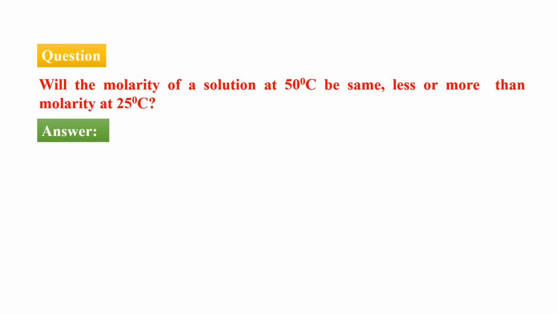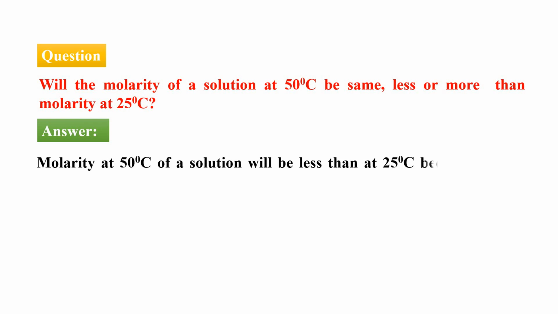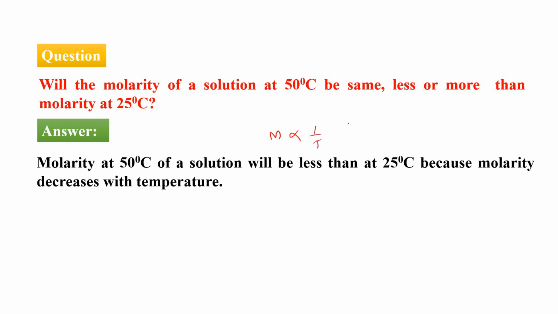Next, we'll do some exercises here. Will the molarity of a solution at 50 degrees Celsius be the same, less or more when you compare with 25 degrees Celsius? Never the same, because when you change the temperature, molarity also changes. When you go from 50 degrees Celsius to 25 degrees Celsius, temperature is decreasing, so molarity will increase. So molarity at 50 degrees Celsius will definitely be less compared with 25 degrees Celsius. Why? Because molarity is inversely proportional to temperature.